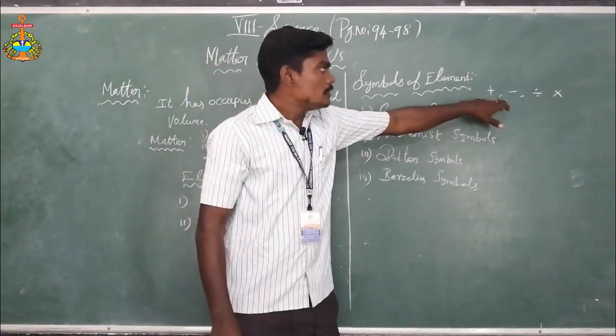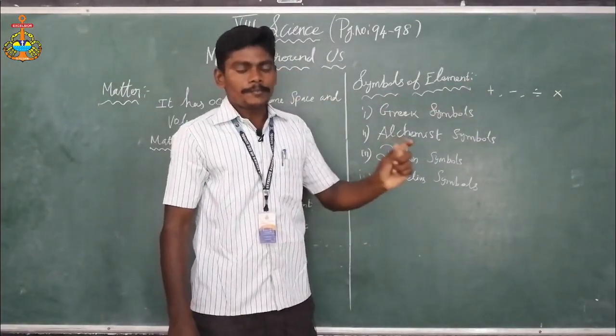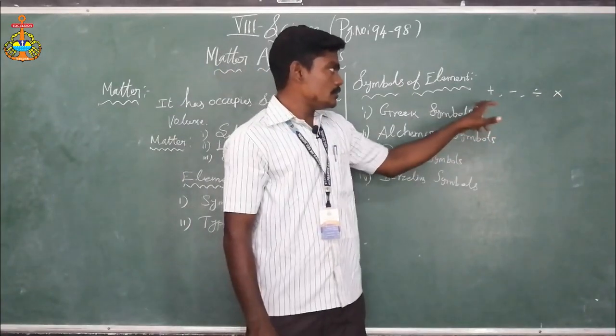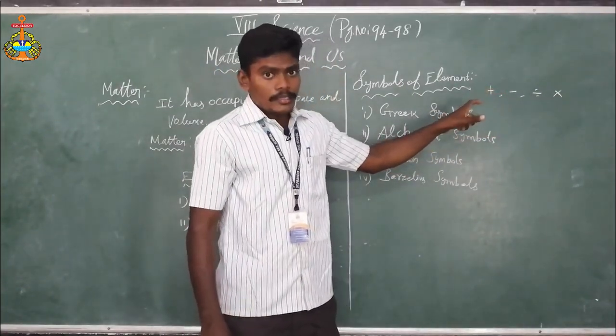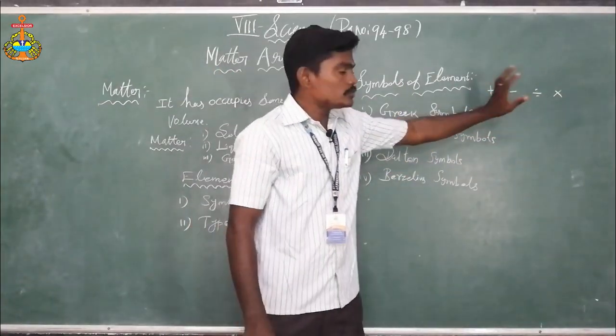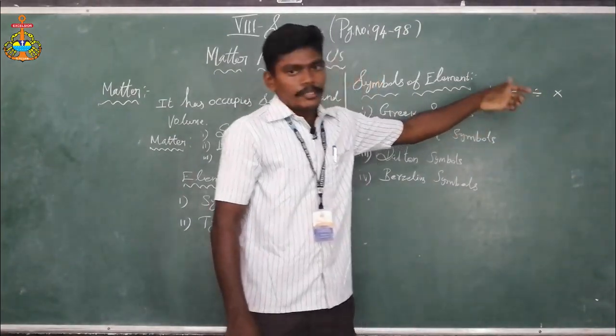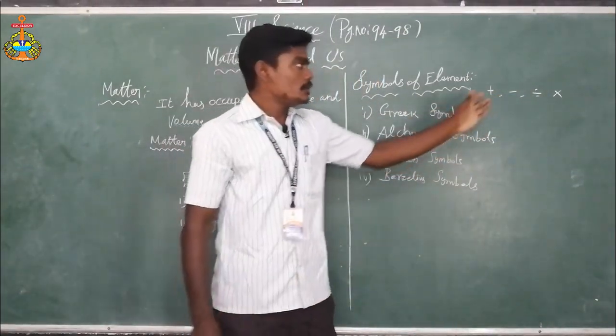The minus sign we use to easily subtract two numbers. Minus denotes that we can subtract two numbers. The division sign means we can divide two numbers, and also the multiplication sign gives the product.